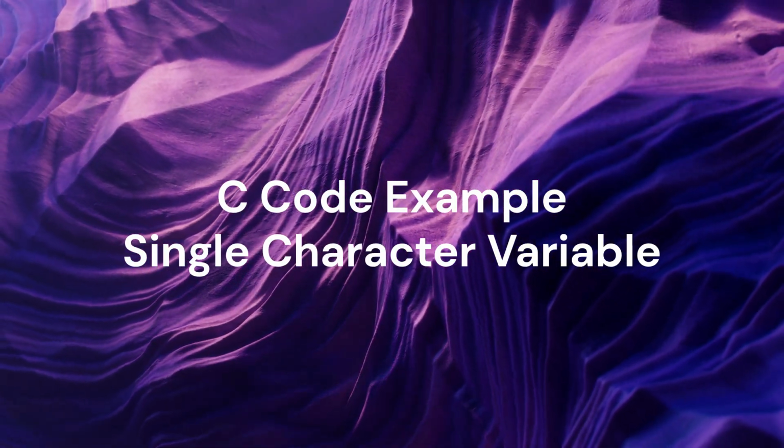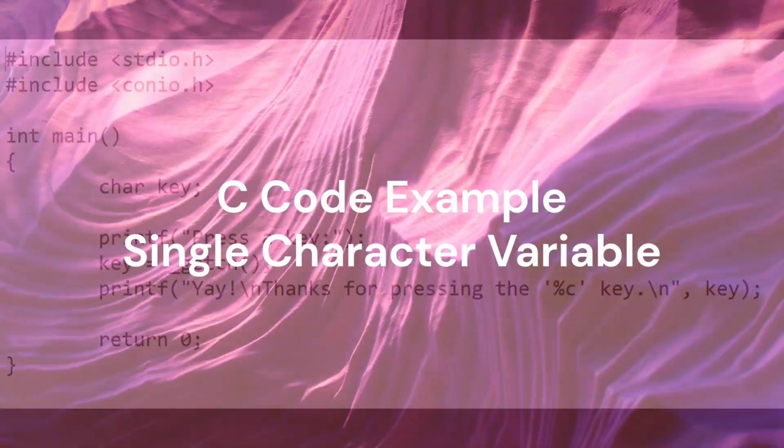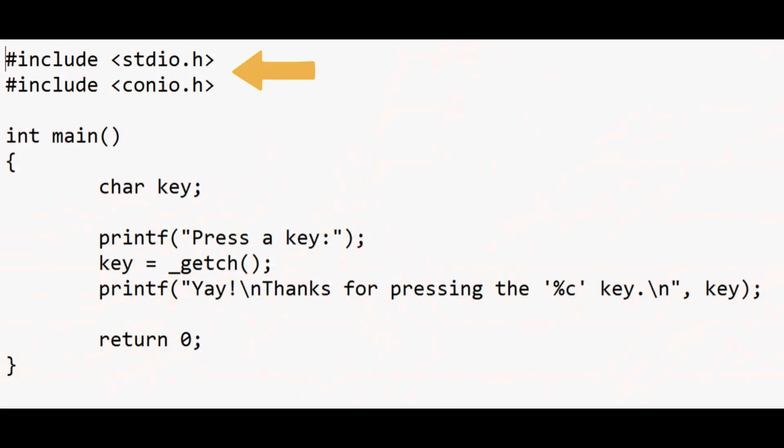This C program demonstrates how to read a single character from the keyboard using the getch function. The program begins by including two header files, stdio.h for standard input and output, and conio.h for console input functions. The header file conio.h is included to provide access to the getch function.